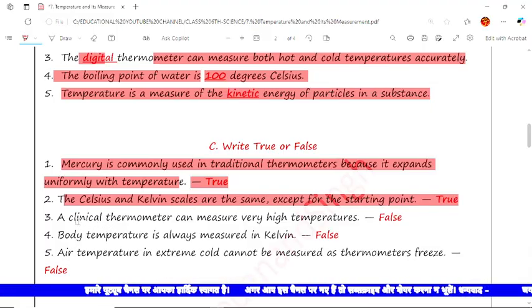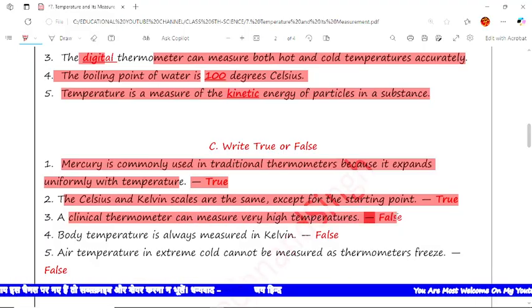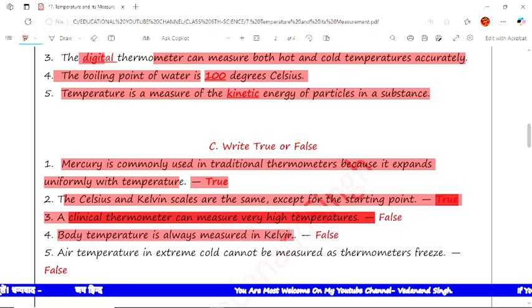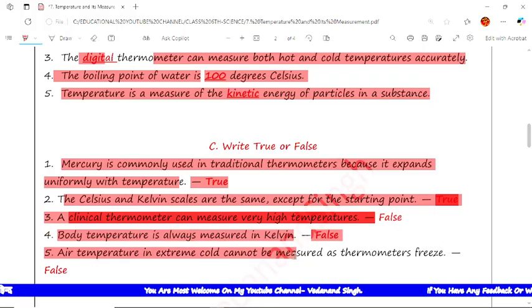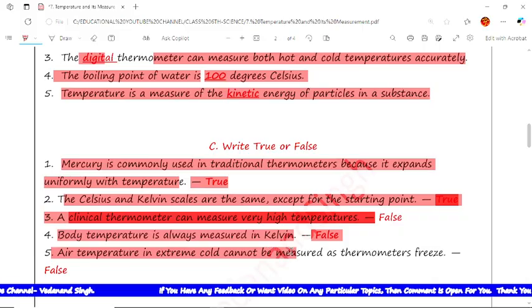The next statement is, the clinical thermometer can measure very high temperature. No, this is false. The next is, body temperature is always measured in Kelvin. False. No, it can be measured in different units, in Celsius also, not only in Kelvin. Now the next is, extremely hot or cold air temperature cannot be measured by a thermometer. No, this is false.